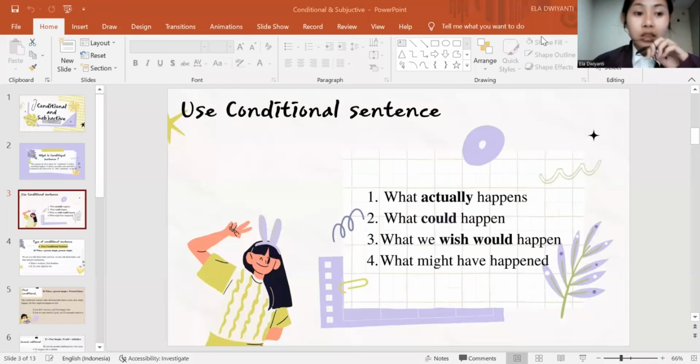We use conditional sentences to talk about what actually happens, what could happen, so possible and likely outcomes in the future, what we wish would happen, and what might have happened. So think about different outcomes that happened in the past.